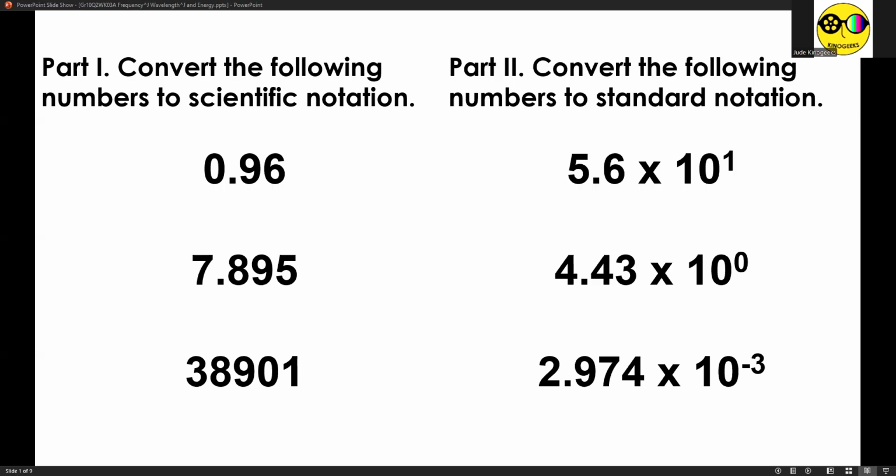Good evening, everybody. My name is Sir Jude, and today we will have our final review of our entire lesson last week, which is about scientific notation and the electromagnetic spectrum.